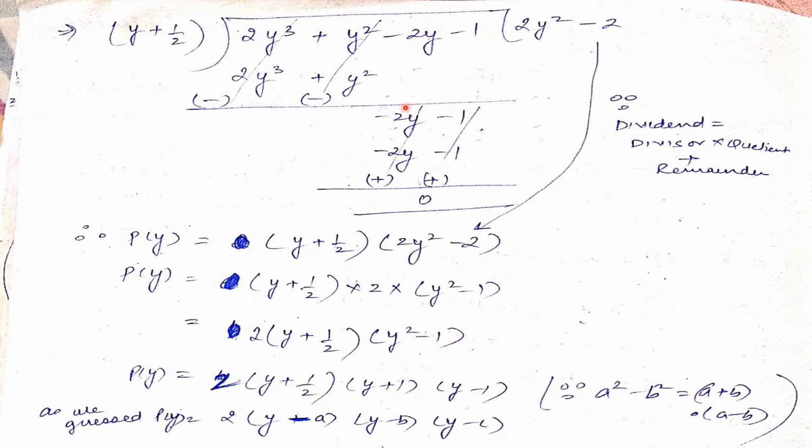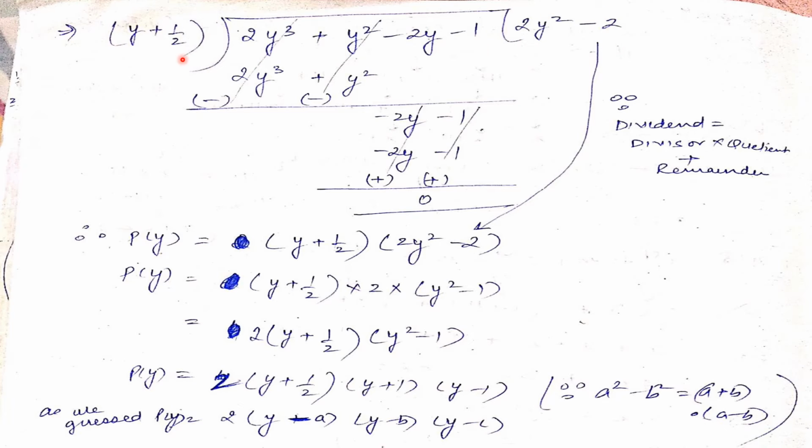Now we have minus 2y minus 1. Again, y into minus 2 will give me minus 2y, and half into minus 2 will give me minus 1. Again, changing the sign, we obtain same numbers, different sign. So they both will cancel each other and we will get 0. Okay. So this is the quotient.